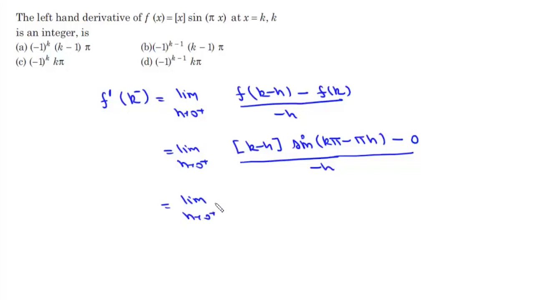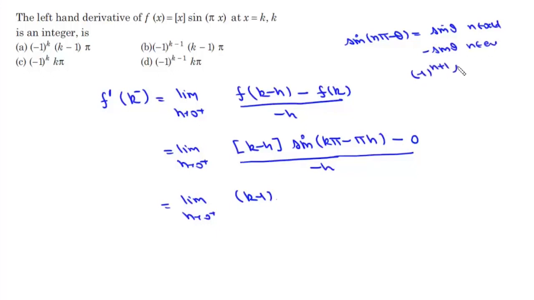Now the greatest integer function doesn't take a limiting value, it is an exact value. The greatest integer function of k minus h is simply k minus 1. And if we look at sine(n pi minus theta), it will be sine theta if n is odd, and will be minus sine theta if n is even. So basically we can write this as minus 1 to the power n plus 1 into sine theta. So here it will be minus 1 to the power k plus 1 into sine(pi h), whole divided by minus h.